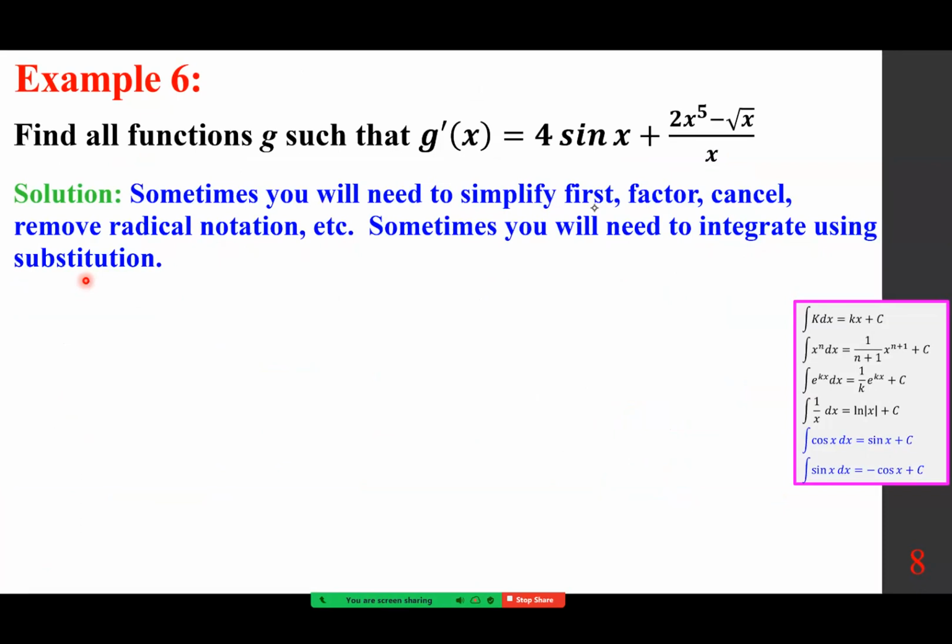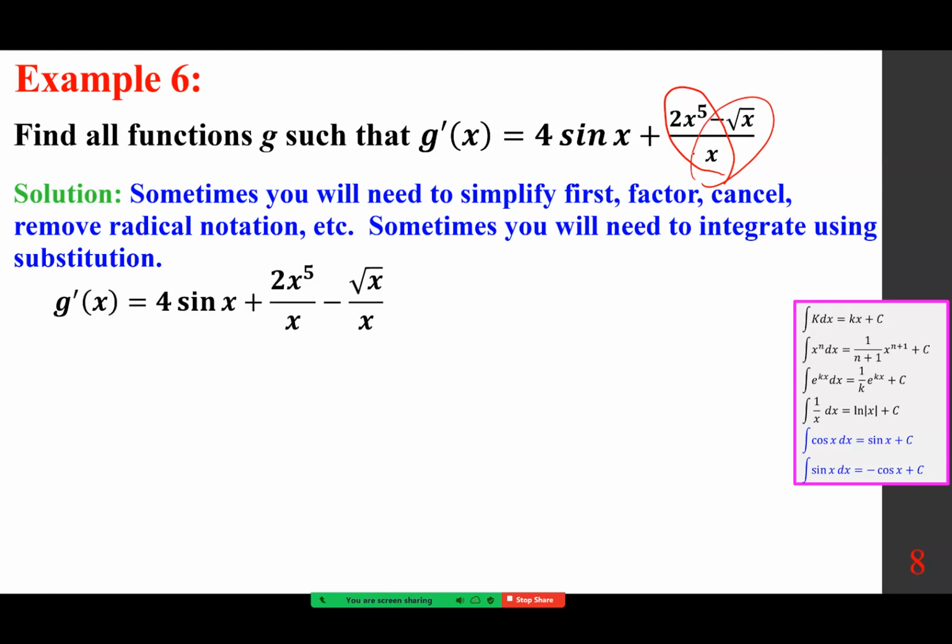For example, right here, we make up two fractions, this one versus this one. We change this to x to the power of 1/2. We know this is x to the power of 1. So we have 4 sine x plus 2x to the power of 4. And the last piece is minus x to the power of negative 1/2. And so if you want g of x, you have to integrate the right side times dx.